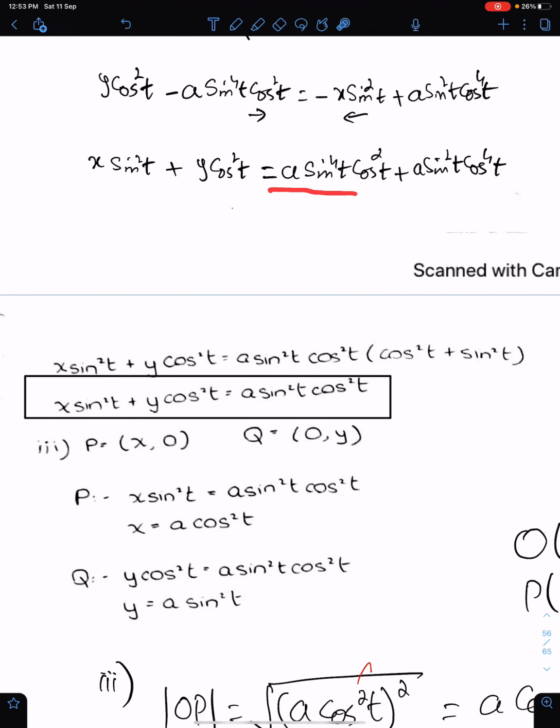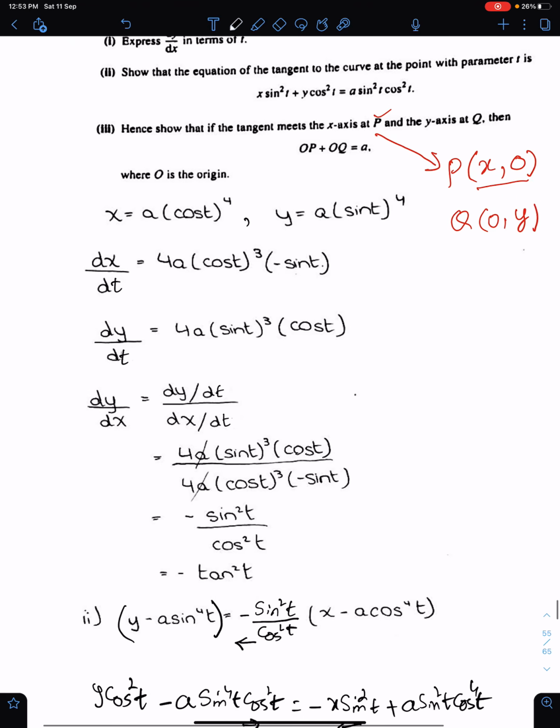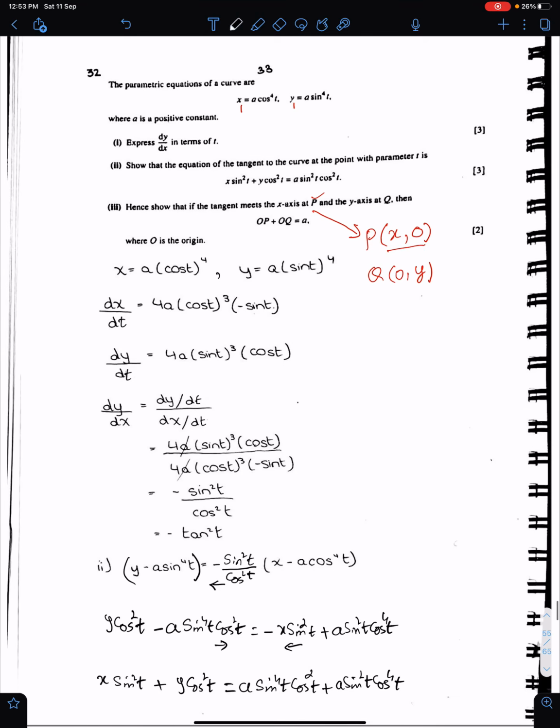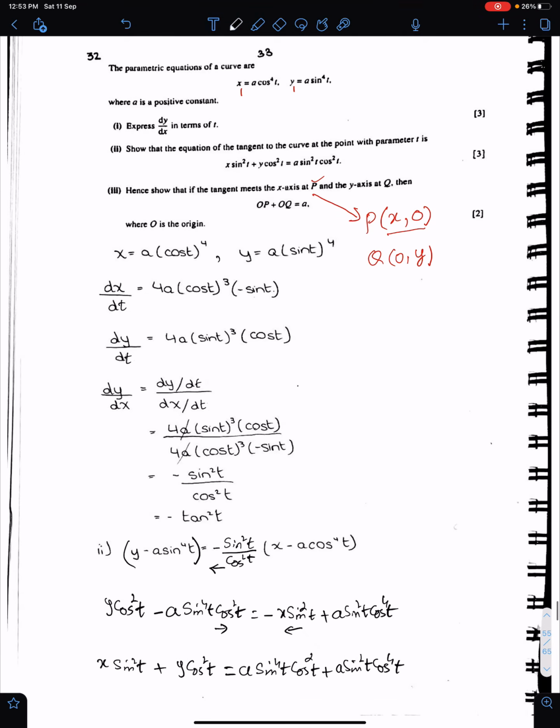a sin square t cos square t is common. And this is the famous identity. Cos square plus sine square is always 1. So this will become 1 and you will get this thing. And this is what you had to show. You can check the solution again, because this question is very important. This is one of the best questions of parametric equations.